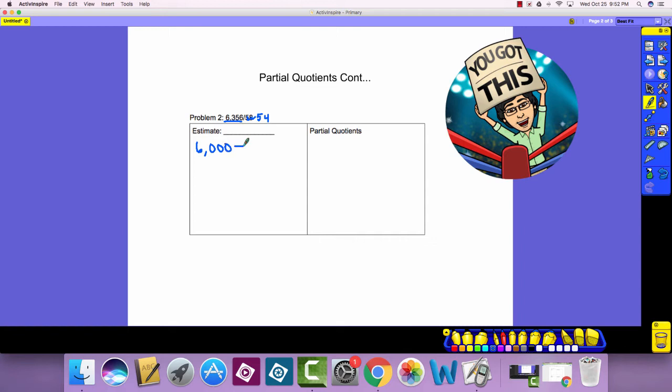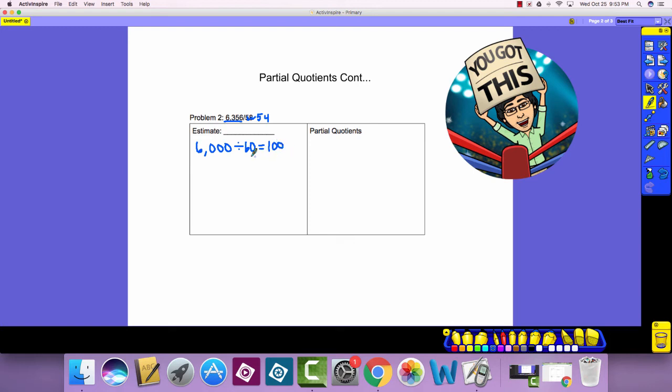And then I'm going to divide that by 54. Well, I need an easy number that I could use. So I could use 50, okay? Or I could use 60. I think either one of those I could estimate 6,000, do 6,000 divided by both of those. I don't think it even matters, really. So I'm going to pick 60 just to make it really, really super easy because I want my estimates to always be easy. 6,000 divided by 60 is 100.